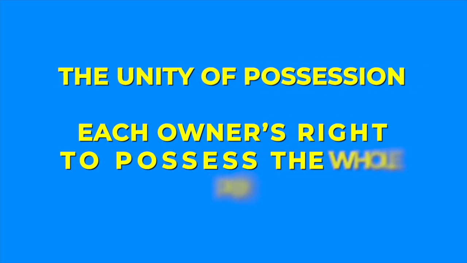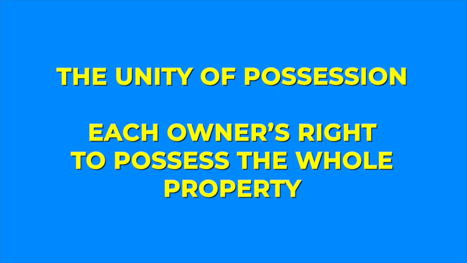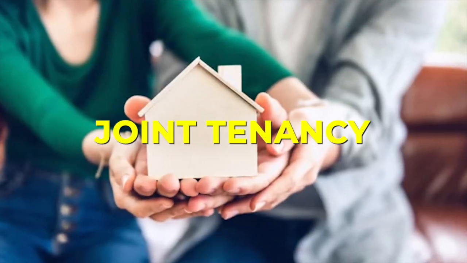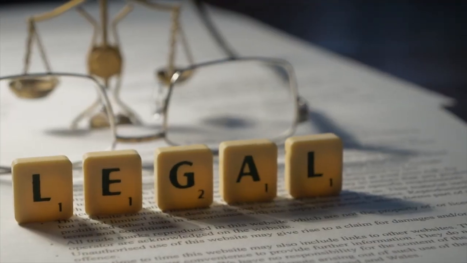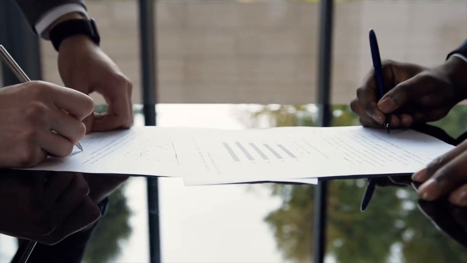The unity of possession refers to each owner's right to possess the whole property. Any agreement where the share of the property does not allow an owner the right to possess a portion of the whole property breaks the unity of possession. So all four of those are required at the same time to own a property by joint tenancy. And when you own a property by joint tenancy, unless you go to court and do some legal jujitsu, you need both parties to sign in order to sell or refinance the property. So joint tenancy is like joined at the hip when it comes to owning the property.